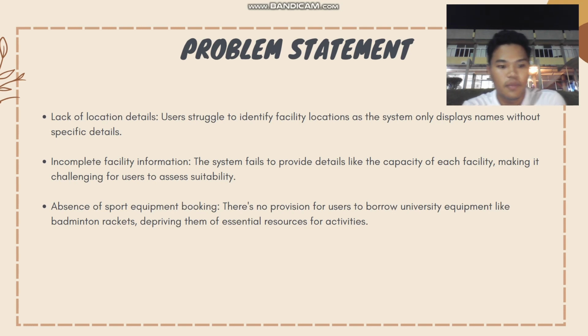Next, we have incomplete facility information. The system fails to provide details like the capacity of each facility, so it will be challenging for the user to assess the suitability. And last but not least, absence of sport equipment booking. There is no provision for users to borrow the university's equipment like badminton rackets, futsal balls, and hockey sticks, depriving them of essential resources for activities.